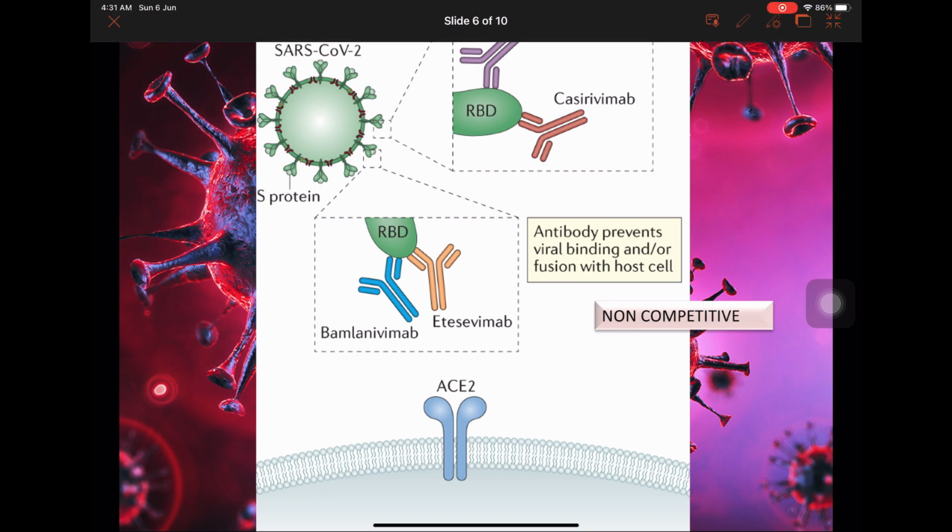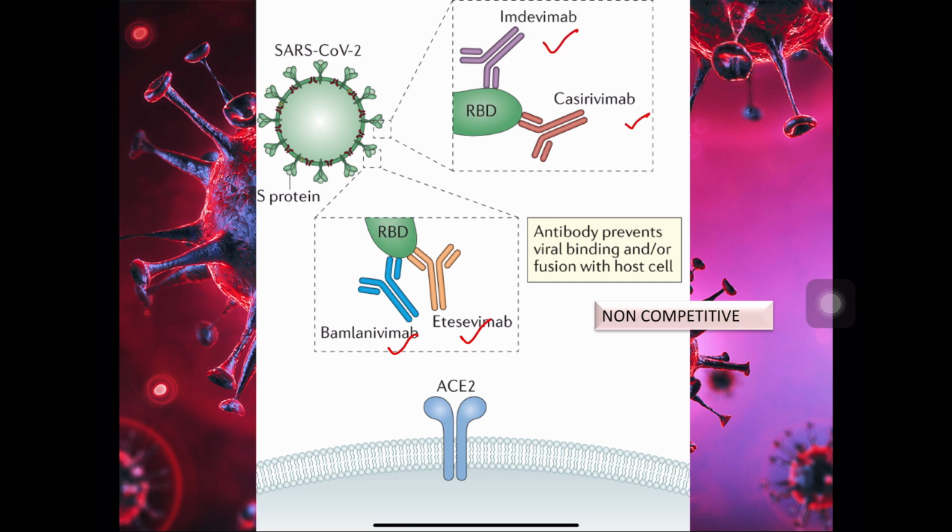There were 4 antibodies that are now in research: bamlanivimab, etesevimab, casirivimab, and imdevimab. Bamlanivimab and etesevimab are used in combination, and casirivimab and imdevimab are used in formulation. This combination is approved here. Remember, they are non-competitive. They bind non-competitively to the receptor binding domain.